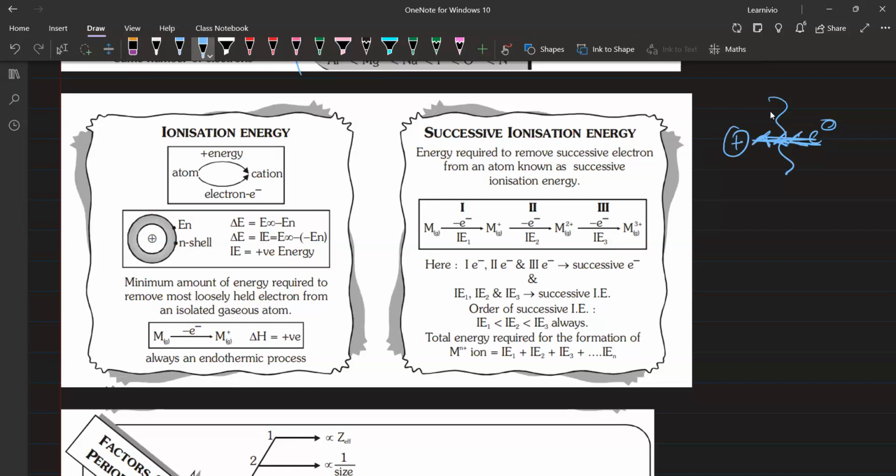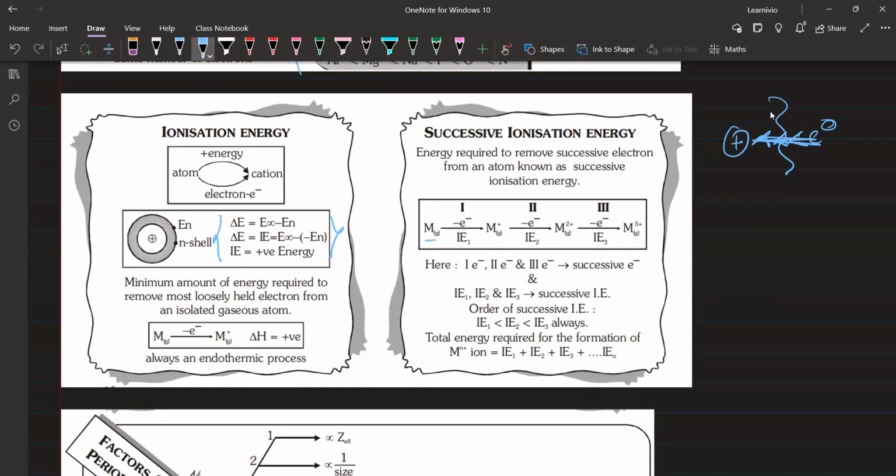Okay. Now, these are the formulas. We will look at these formulas in the atomic structure chapter. We have to discuss the trends more over here. So, what is the trend? We'll look at the trend, but then you have successive ionization energy.